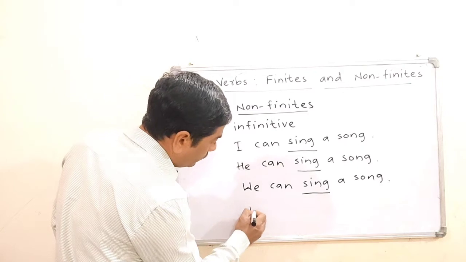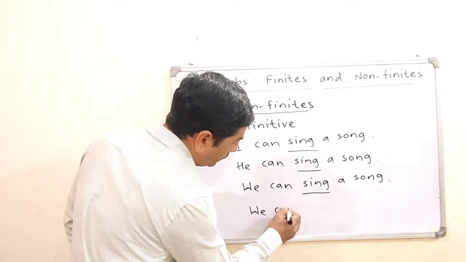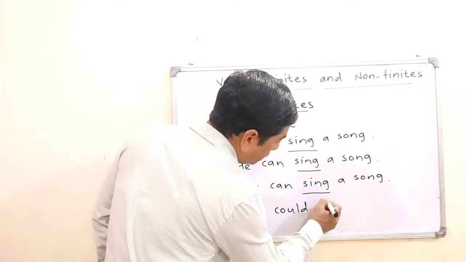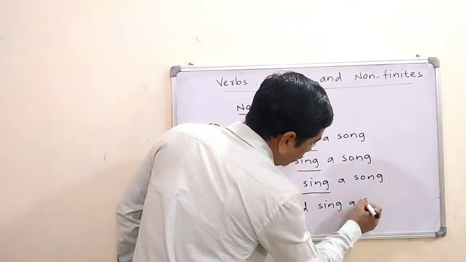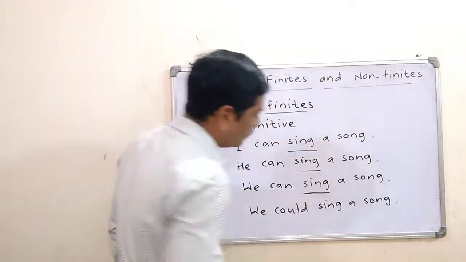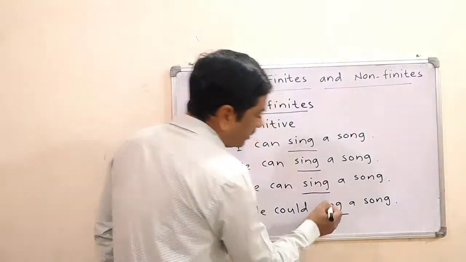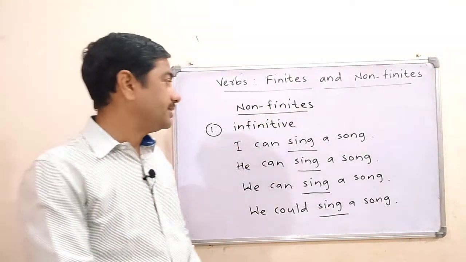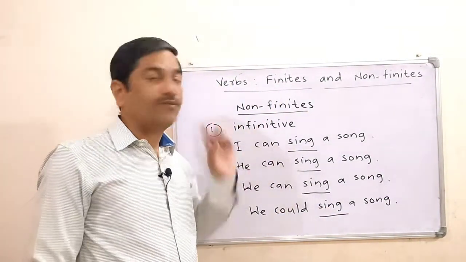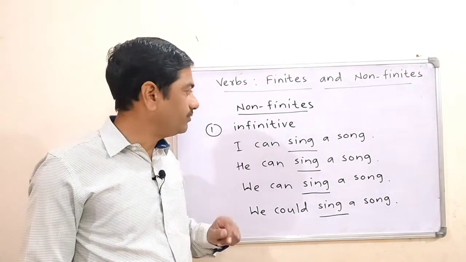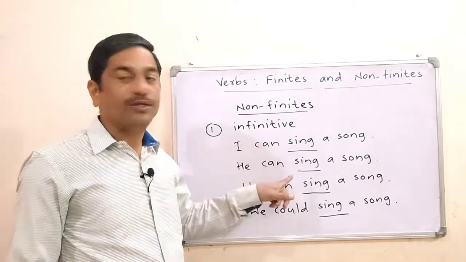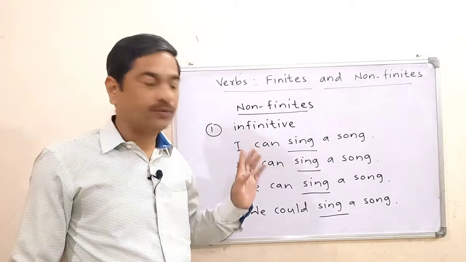We could sing a song. Here also there is no difference in the form of sing. That's why sing is non-finite. Sing is a non-finite verb and its subtype is infinitive.